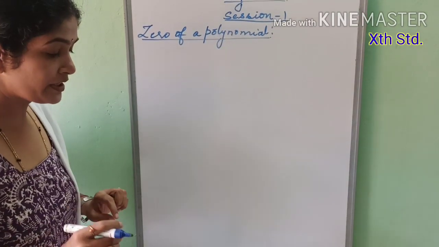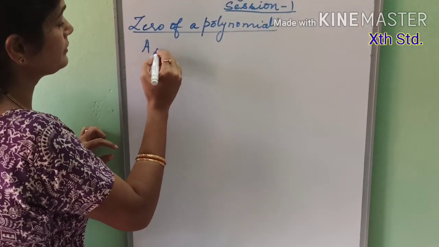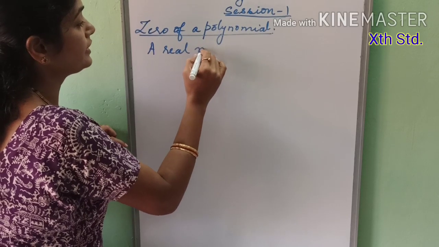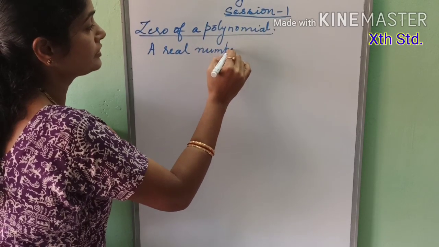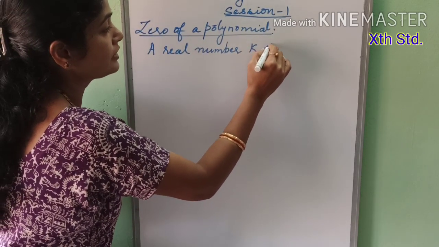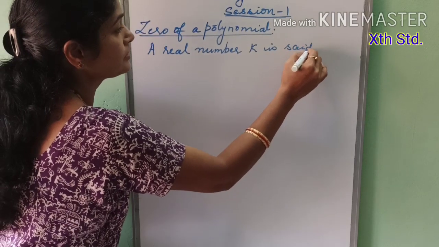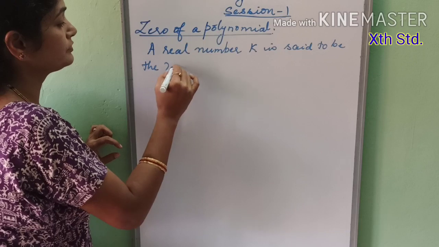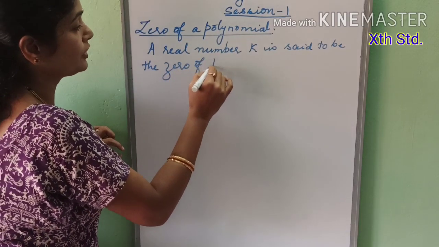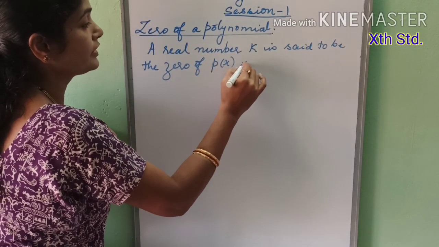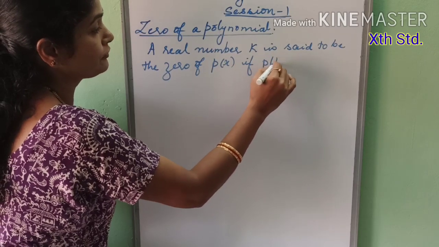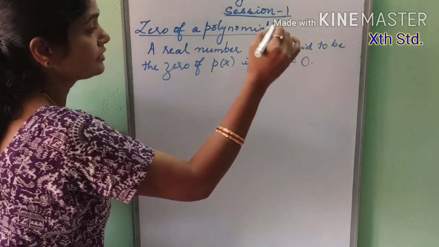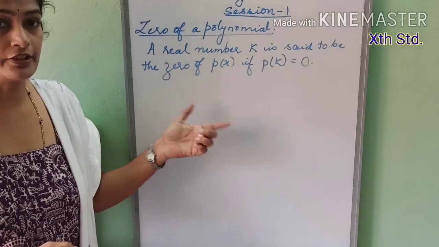How do you define it? A real number k is said to be the zero of polynomial P of x if P of k is equal to 0. If P of k is equal to 0.